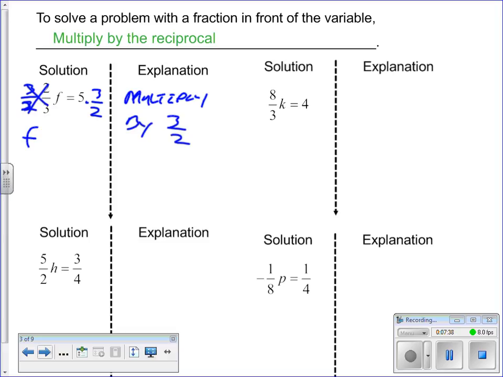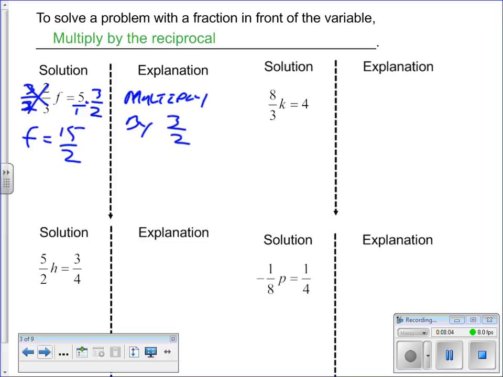So I get F equals, and then make my 5 a fraction just to make it easy for multiplying fractions. Multiply across. 5 times 3 is 15. 1 times 2 is 2. I get 15/2. So I'm good with 15/2. I like improper fractions. I'm comfortable with it.